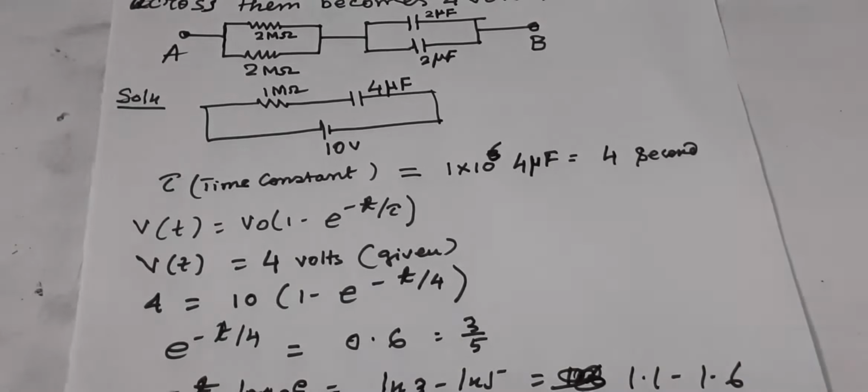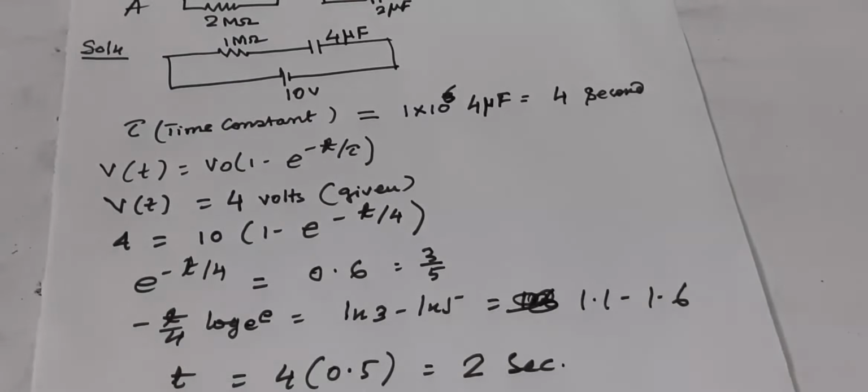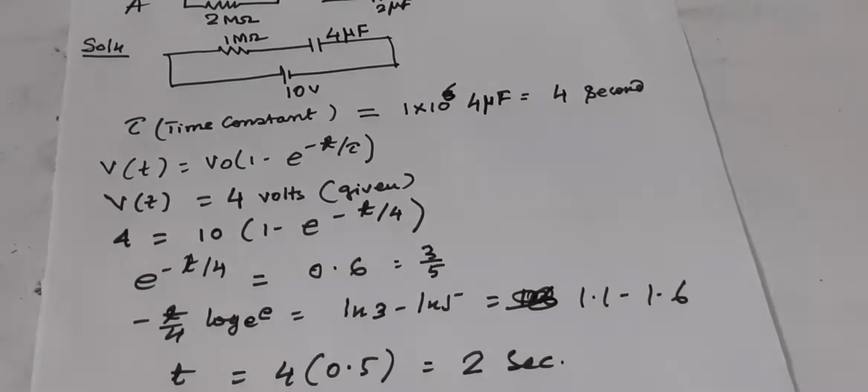Once it is available, then take log on both sides, ln or log to the base e, that will give us minus t by 4 equals ln 3 minus ln 5, and these two data are given in the problem: ln 5 is 1.6 and ln 3 is 1.1. Substitute, and we get the time as 2 seconds.